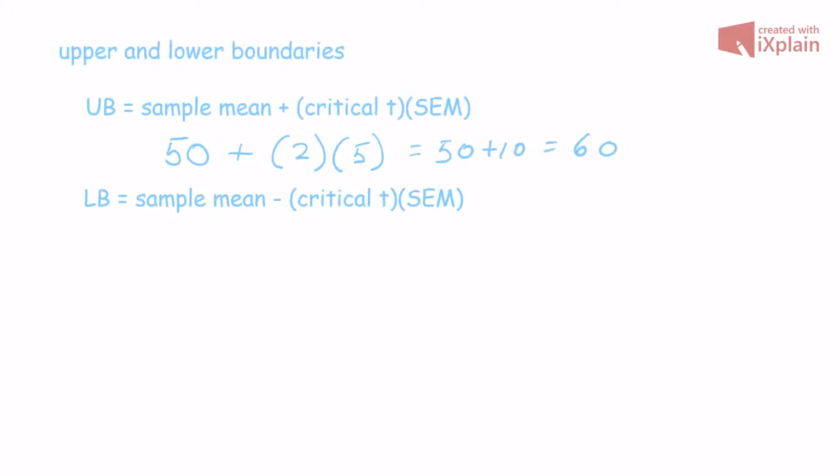And then I just do the math. And so this 10 is the margin of error. So I'm adding that to the sample mean of 50, so I get the upper bound of 60. Then I have to do the exact same thing for the lower bound. The sample mean is still 50. All the other values are the same, except now I'm subtracting them. And so when I do that, I get a lower bound of 40.